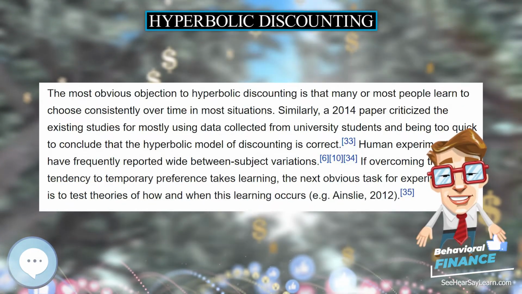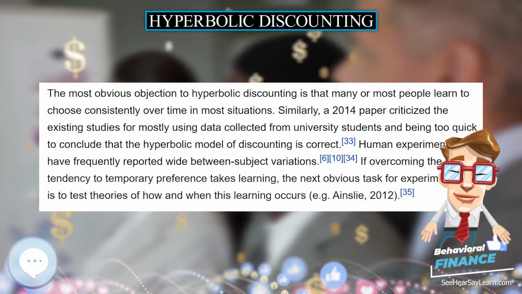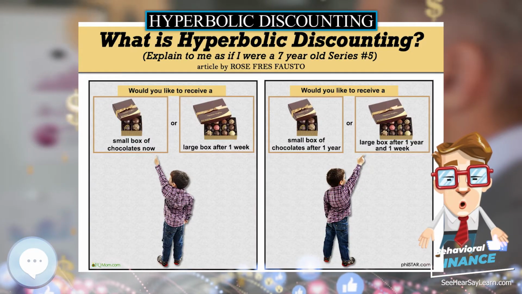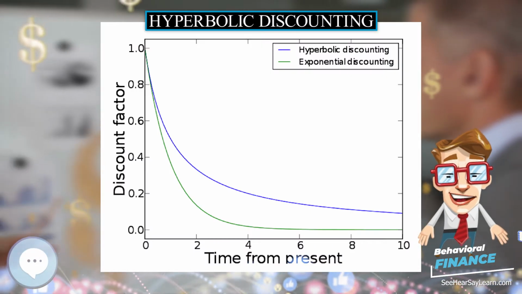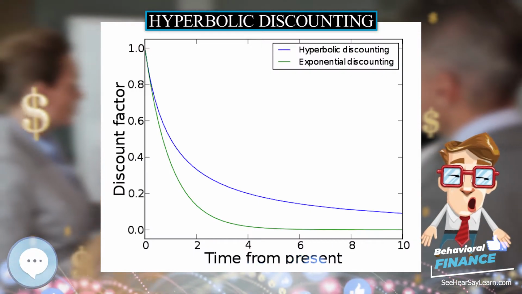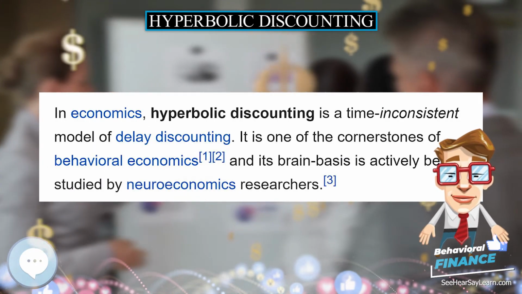Formal model. Hyperbolic discounting is mathematically described as g(D) = 1/(1 + kD), where g(D) is the discount factor that multiplies the value of the reward, D is the delay in the reward, and k is a parameter governing the degree of discounting. This is compared with the formula for exponential discounting.